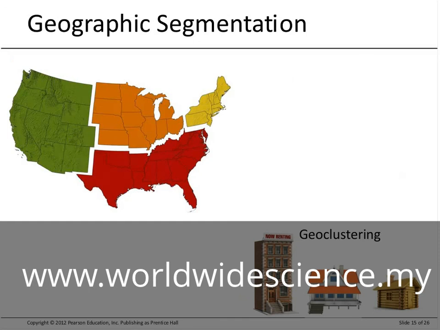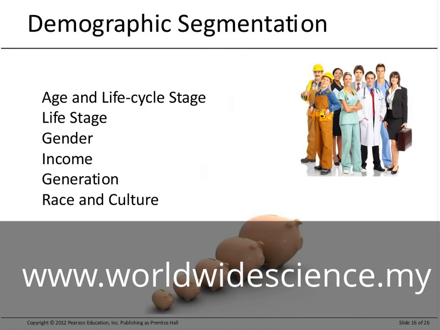For example, for geographic segmentation, in the United States we can separate some states. What about geo-clustering? Clustering is the main statistical way to do classification, and here the classification is based on geography and place. Also demographic covers age and life cycle stage. For example, are you married or single? What about your age, life stage, and gender, male or female? What about your income, which generation you are, and race and culture are also other factors.